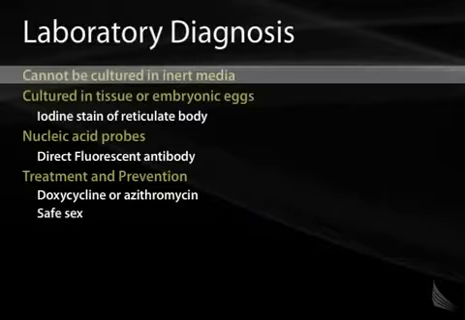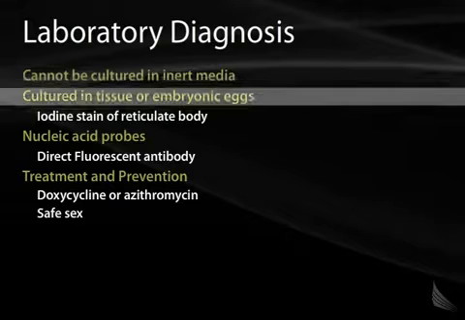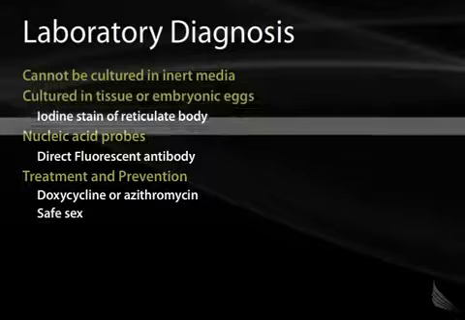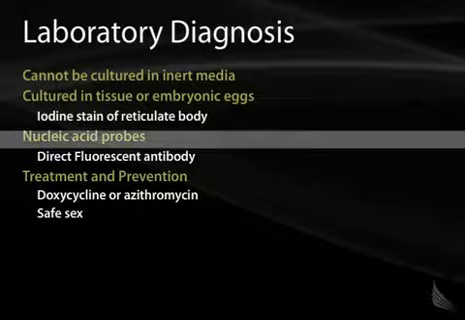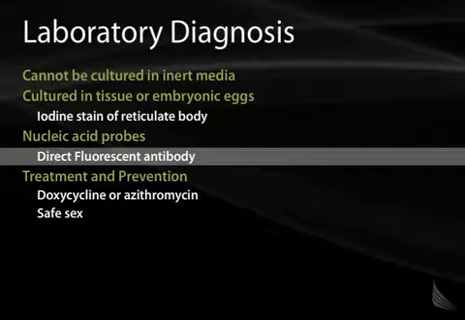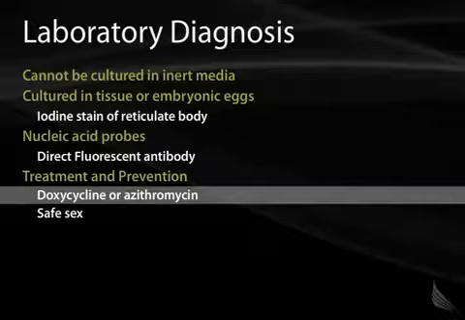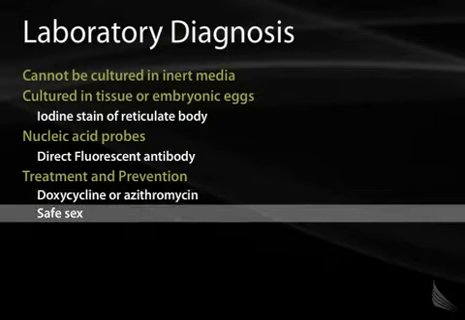Lab diagnosis of chlamydia is difficult because it cannot be cultured in inert media. You have to culture it in tissue or embryonic eggs, and they use the iodine stain for the reticulate body. Fortunately, we have nucleic acid probes where we can use direct fluorescent antibodies. Treatment for chlamydia includes doxycycline or azithromycin. Also, prevention is better than cure, and safe sex is a good prevention of chlamydia.